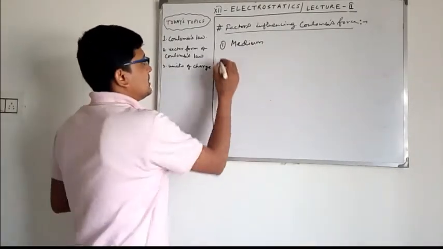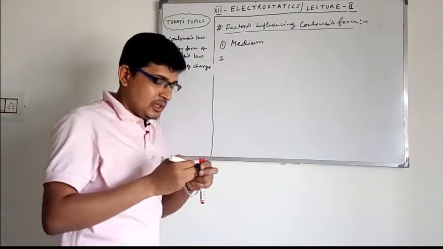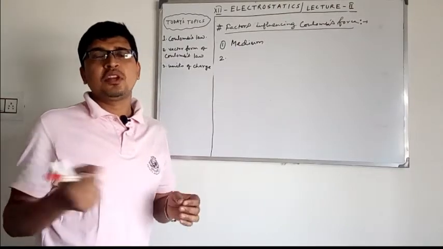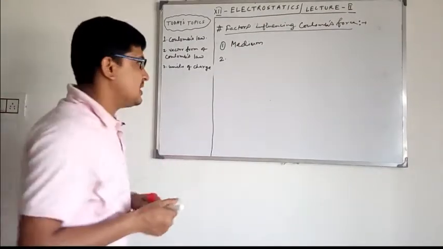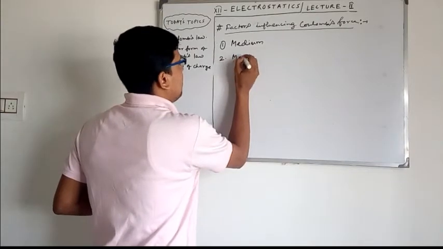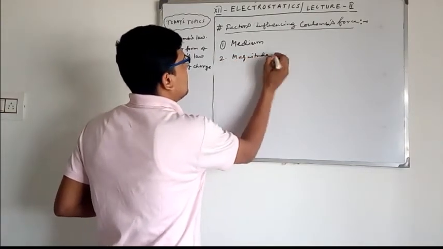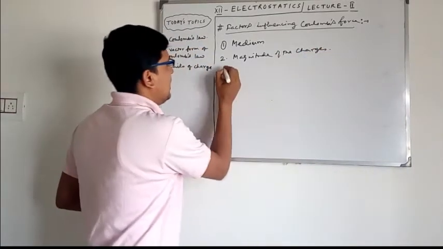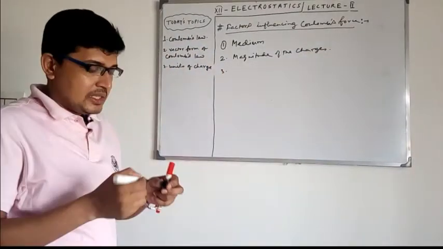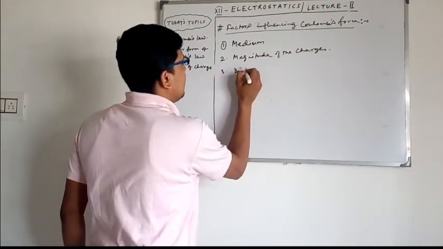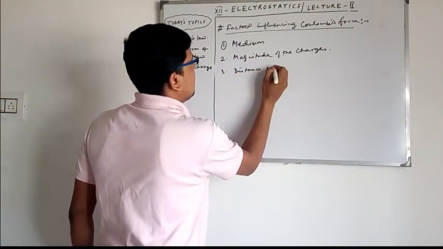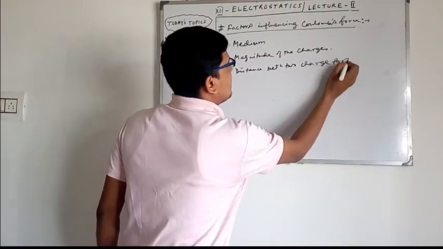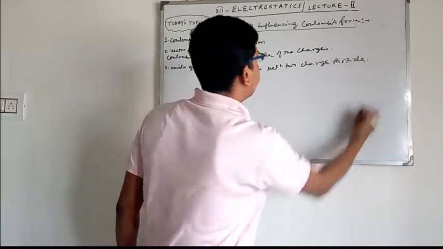Now the second factor: the force between two charged particles is directly proportional to the product of the magnitude of their charges. That means it depends on the magnitude of the charges. And number 3, it depends on the distance between two charged particles.